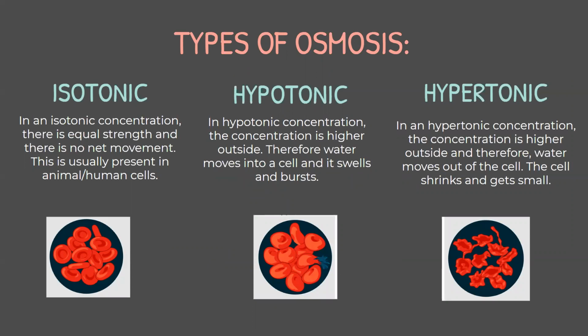So isotonic is equal movement. So there's no net movement going on because the concentration is equal in the cell and outside. So there's nothing happening. Hypotonic is when the concentration is higher outside. So the water moves into the cell and it bursts. Whereas in hypertonic, it's the complete opposite. So water moves out of the cell and it shrinks, getting really small.